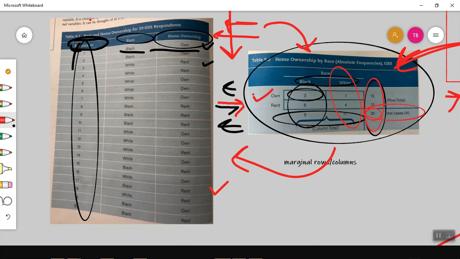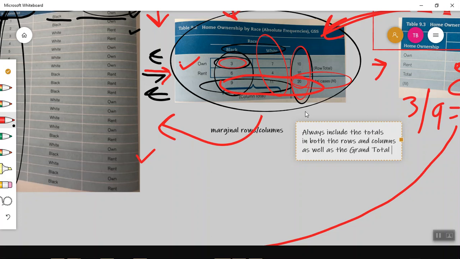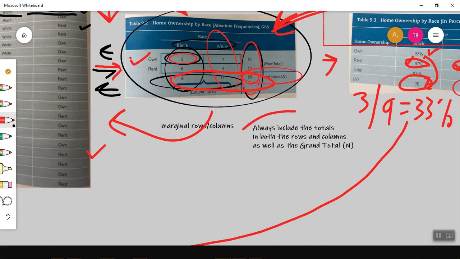And just keeping track, when you make these charts, to be sure that you have the accurate numbers, double check your work, and make sure you have the total columns in here. Because one thing I'm going to write down here, because it's very important, not even just for this section, is to always include the totals in both the rows and columns, as well as the grand total, or n. So basically, when you're making these charts, always include the totals. What I mean by totals is the total in the columns and the total in the rows. And then the grand total is just the total, or the n, the total number of people.